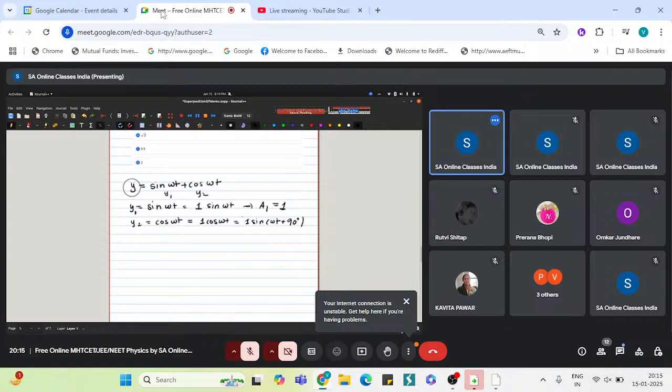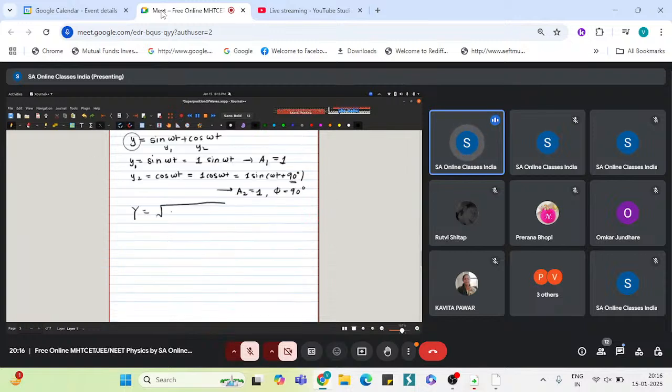This is where you need to worry about whether it is sine or cos, because the phase difference comes into the formula to calculate the resultant amplitude. If you remember, this formula has a phase difference, right? So in such cases, you need to worry. This is essentially the relation that comes into the formula to calculate the resultant amplitude.